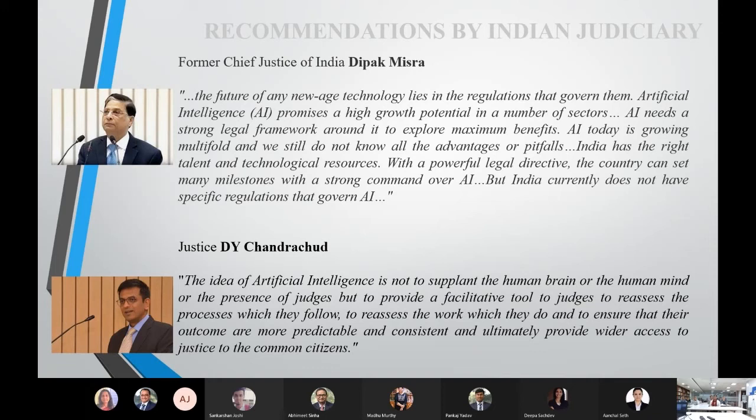And Justice Chandrachud laid a lot of emphasis on how this will help in the present legal profession. I will just read this. The idea of artificial intelligence is not to supplant the human brain or the human mind or the presence of judges, but to provide a facilitative tool to judges to reassess the processes which they follow, to reassess the work which they do, and to ensure that the outcomes are more predictable and consistent. Because one of the areas where we see AI is its accuracy, which can come handy, especially in case of judicial disposal by the judges in the Supreme Court.